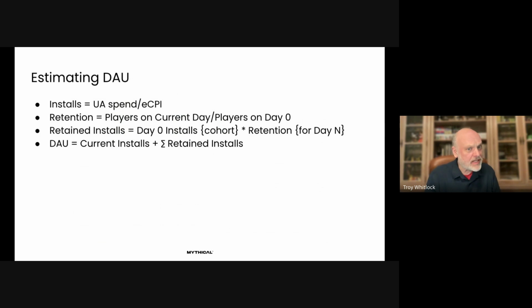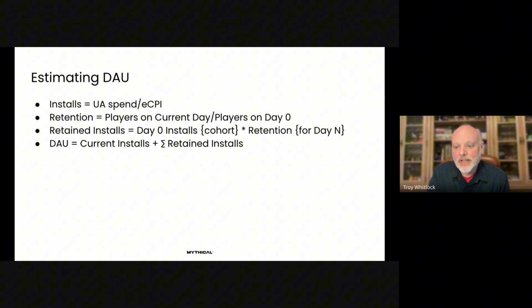So we know installs is our UA spend divided by our eCPI, and retention is the number of players on the current day divided by the number of players who played on day 0. And our retained installs are on a cohort basis, the day 0 installs times the retention for today, for day N.